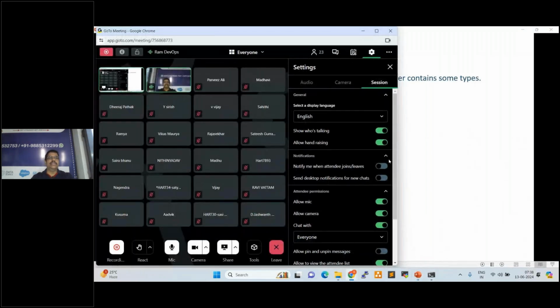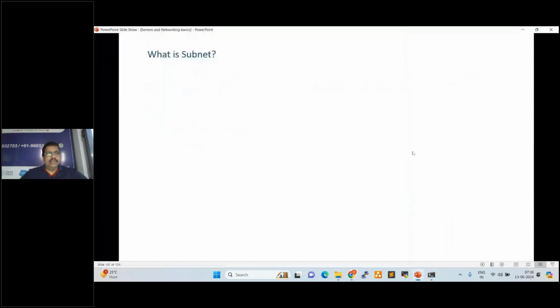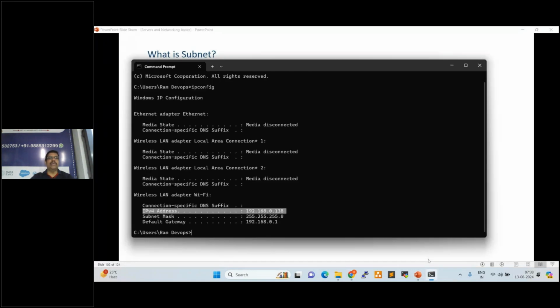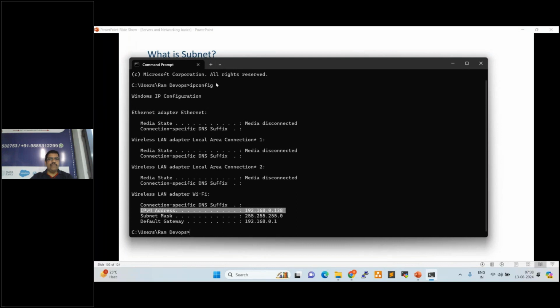Next one is subnet. What is subnet? IP is a unique address for every device. It is a 32-bit address, right? So when we execute ipconfig, we get the IP address and also the subnet, which we can call the subnet mask. So what is subnet?